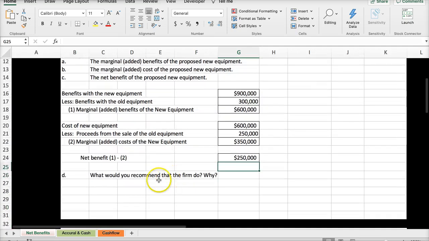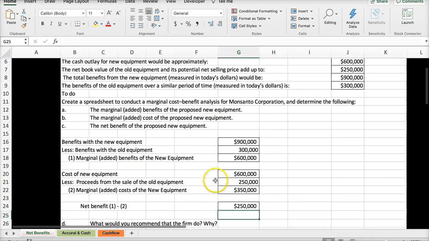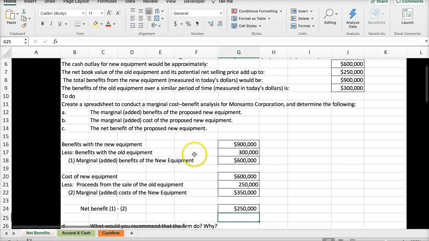So what would you recommend the firm do? Well, since the net benefits are $250,000, it's obvious that you'd recommend the firm buy the new equipment.